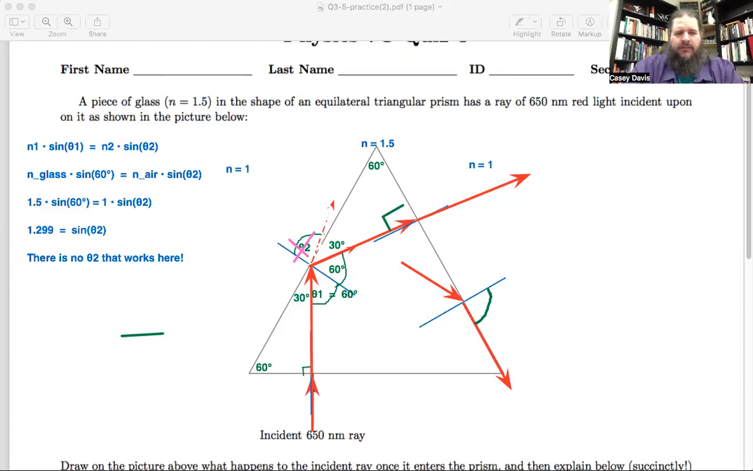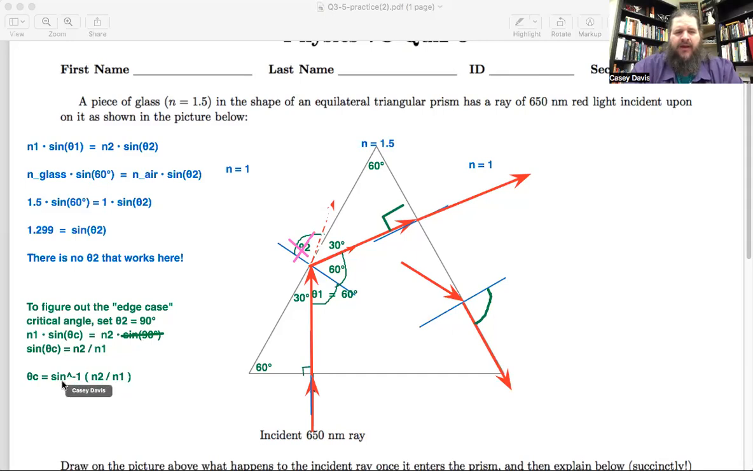Divide by n1. And then take the inverse sine or arc sine of both sides. And we now have a formula for the critical angle. Inverse sine of n2 over n1, where n2 is specifically the faster material and n1 is the slower material. Because this only happens if you're going from a slow medium towards a fast medium. Any questions on the algebra there so far?